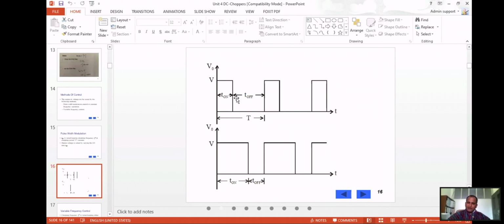So we are playing with this T on and T off. It's clearly written in this waveform what a pulse width modulation is. We are not changing the frequency, we are keeping the frequency constant, but we are playing with the duty cycle.